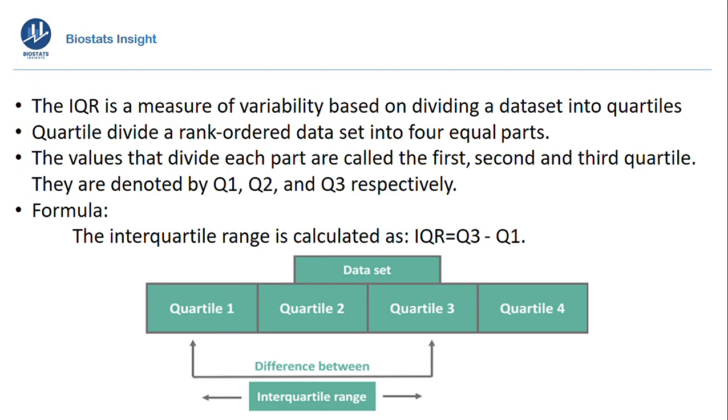The interquartile range is a measure of variability based on dividing the dataset into quartiles. Quartiles divide the rank-ordered data into 4 equal parts, Q1, Q2, Q3 respectively. The formula is IQR equals Q3 minus Q1.